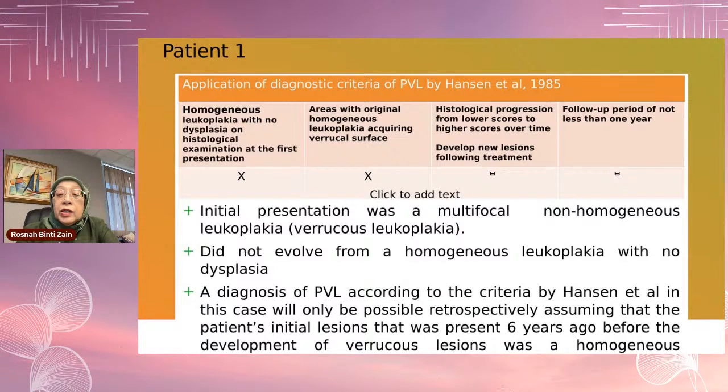So the initial presentation was multifocal non-homogeneous leukoplakia, which did not evolve from a homogeneous leukoplakia with no dysplasia, and a diagnosis of PVL according to the criteria by Hansen et al. in this case will only be possible retrospectively, assuming that the patient's initial lesions that were present 6 years ago, before the development of verrucous lesions, were a homogeneous leukoplakia with benign hyperkeratosis. And therefore, this patient was followed prospectively. Next.